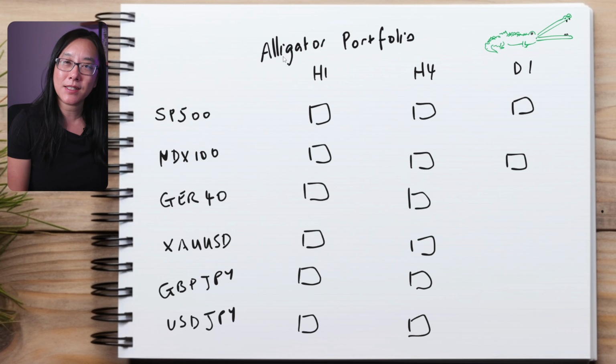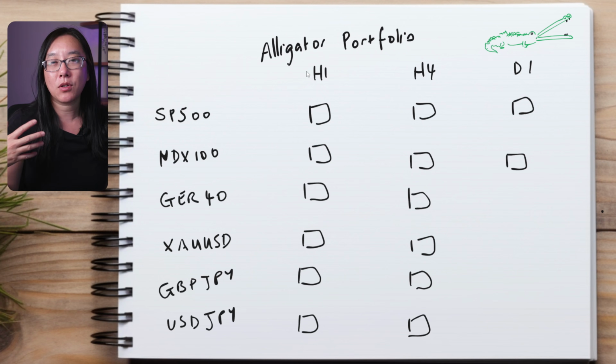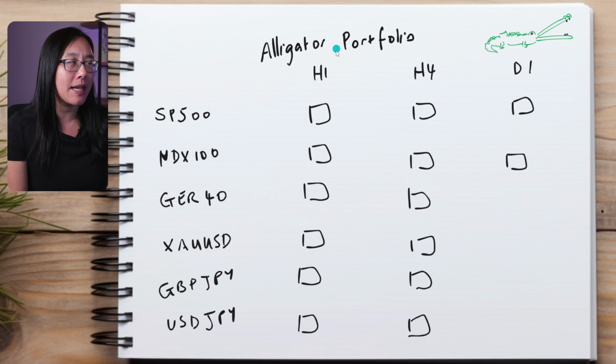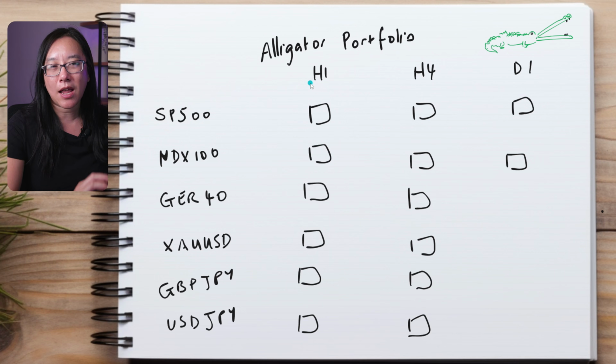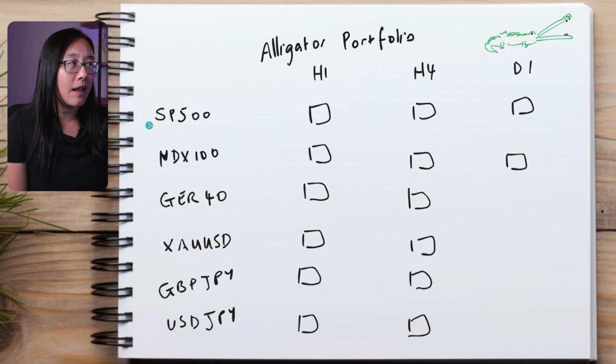So here is the design of the Alligator portfolio. Notice, based on my research, people say use multiple currencies, multiple timeframes. So I've got 3 timeframes here: the 1 hour, 4 hour, and daily. I'm not such a fan of the lower timeframes, so the lowest I'm willing to go to is the 1 hour chart. And I've got mostly indices here: the S&P 500, NDX 100, and the German 40. So 3 indices, which is a little bit heavy on the indices. I've got gold, and I've got the Forex pairs.